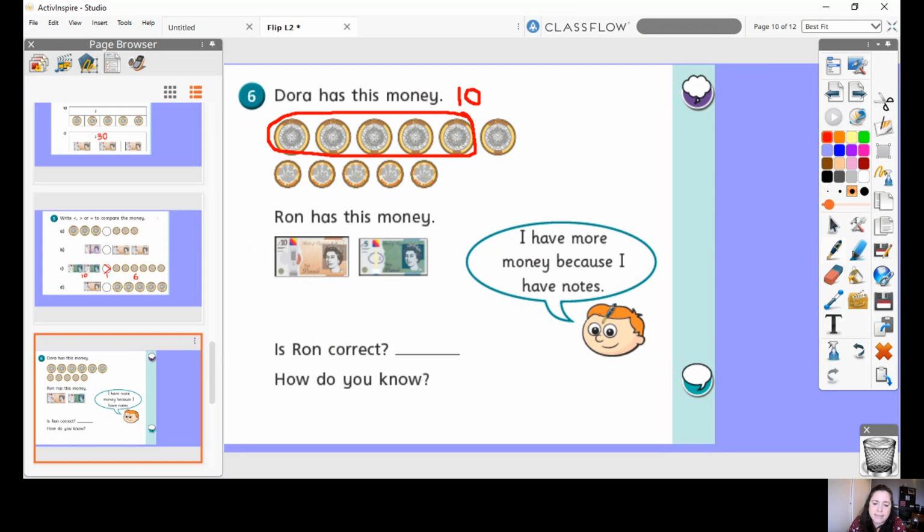And then who's correct? Is Ron correct? Does he have more money because he has notes, or does Dora have more money? Because when you add up the value, it's greater than Ron's. Have a little look, have a little go, and then write, how did you know here at the bottom? You might want to use the word value in your explanation.